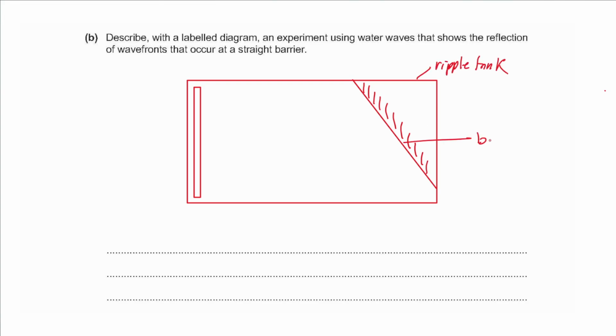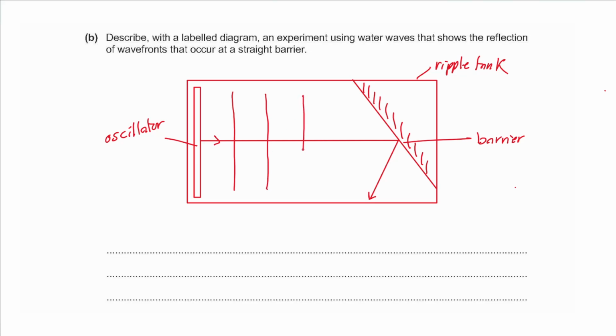We have here a barrier and an oscillator or vibrator, and the waves will move in this direction until they hit the barrier and then reflect like this. So this is the original direction, and this is the reflection direction. We can also draw wavefronts as straight lines perpendicular to the directions of the waves, approximately equally spaced. We do not have to be precise in this diagram, and we draw the reflected waves perpendicular to the new direction.